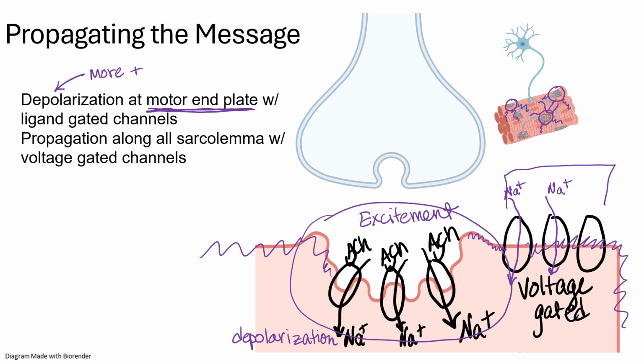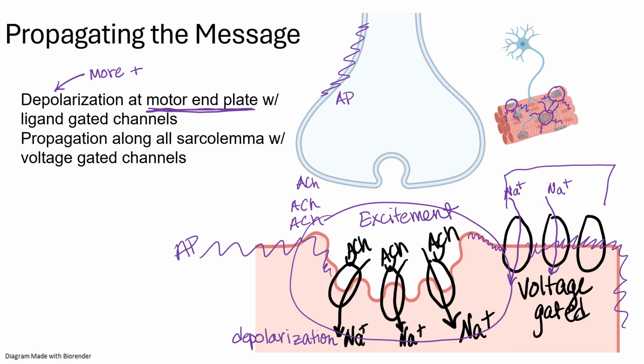It can spread out. And what we've done here is we have taken an action potential that was in the neuron, we've turned it into acetylcholine that diffuses across the synapse, and then we've turned that back into an action potential in the sarcolemma. So basically, we have taken an action potential coming from the brain and put it into this cell.